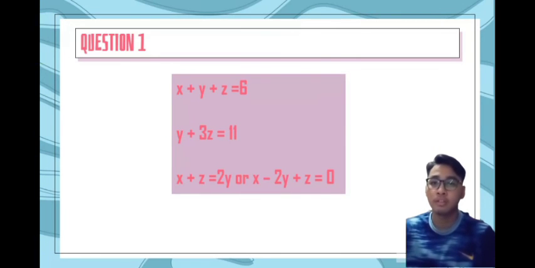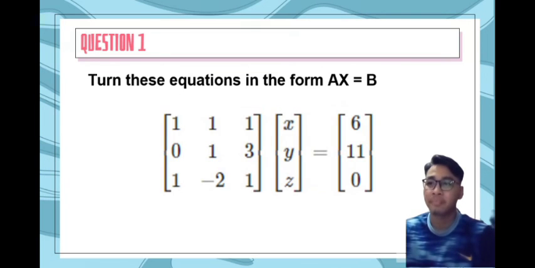Question 1. The question is x plus y plus z equals 6, y plus 3z equals 11, x plus z equals 2y, or x minus 2y plus z equals 0. You can pause the video if you want to do this exercise. Let me show you the solution.